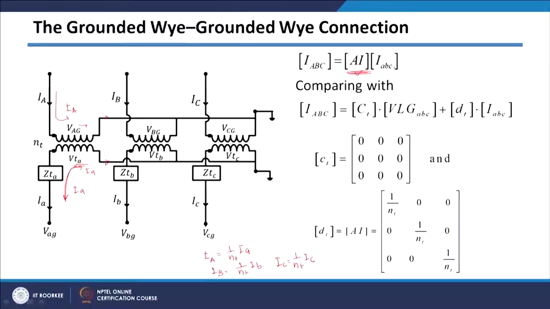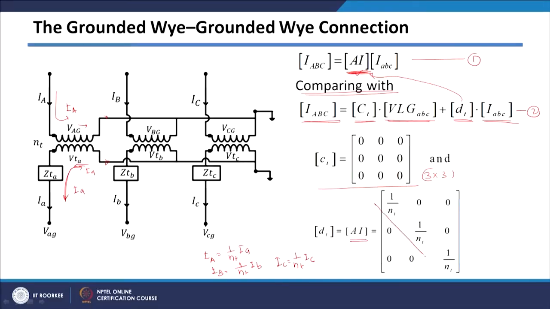Now, if you compare this with our required ABCD parameter matrix, where we want the primary side current in terms of secondary side voltage and secondary side currents, and compare equations 1 and 2, you can see that there is no voltage related term, which means the CT matrix will be 0, and the current related term is AI. So DT will become equal to AI and CT will be 0.